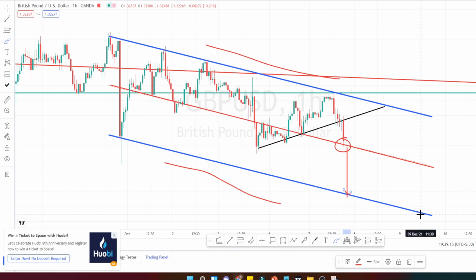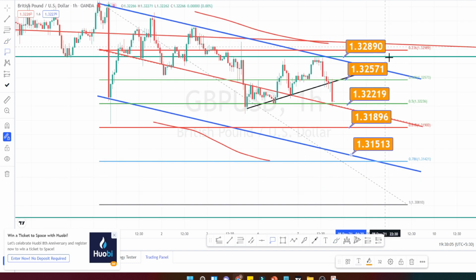Let me mark the support and resistance level in hourly time frame. So these are all the support and resistance level in hourly time frame. It is already trying to breach this support level of 1.32219. We can see a further fall on this currency pair and test this dynamic support level of the channel pattern.